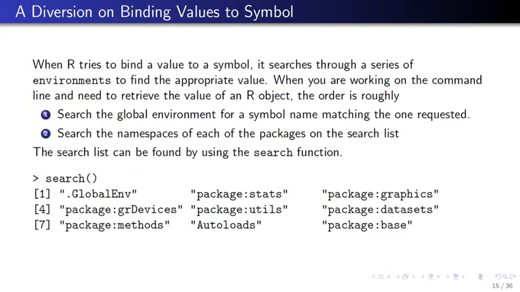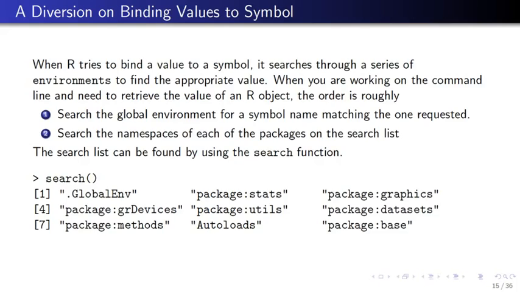And so the idea is that R needs to bind a value to a symbol. In this case, in the previous slide, the symbol was lm, and it needs to bind a value to it. And the value is going to be a function of some sort. It's either going to be my function, or it's going to be the function in the stats package. And so when R tries to bind a value to a symbol, it searches through a series of environments to find the appropriate value. Environments you can think of as lists of symbols and values.